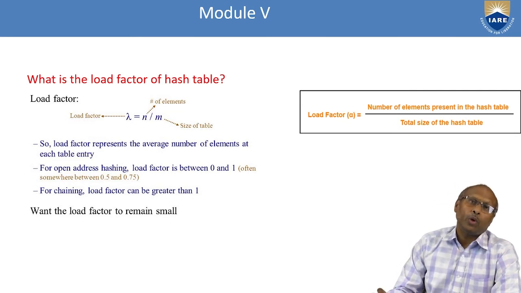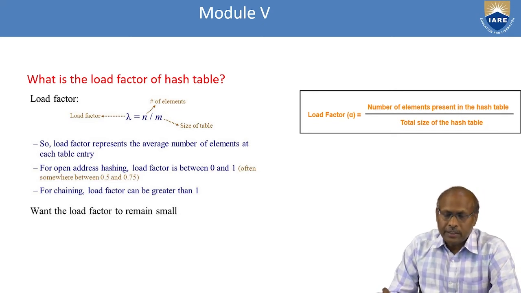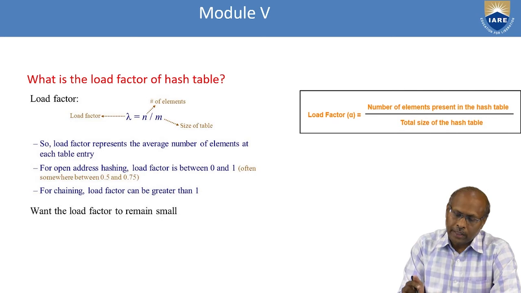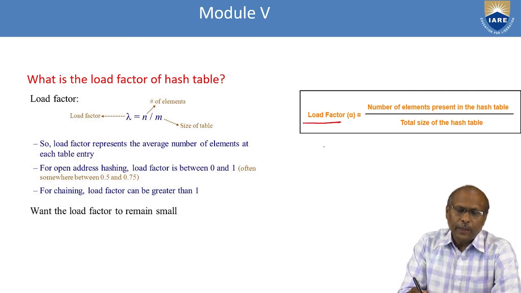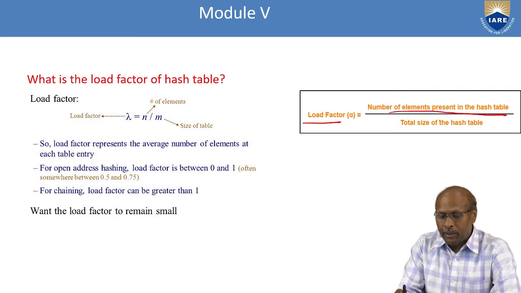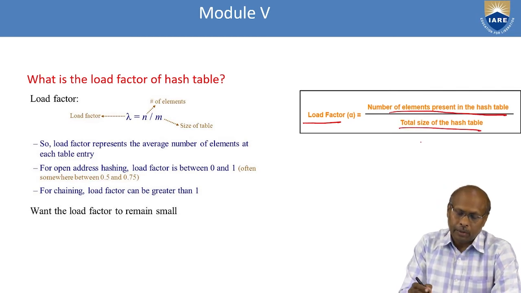So how will you calculate the load factor of a hash table? That means how much data is currently available in the hash table. That is called the load factor. You can calculate the load factor in two ways. The number of elements present in the hash table divided by the total size of the hash table.